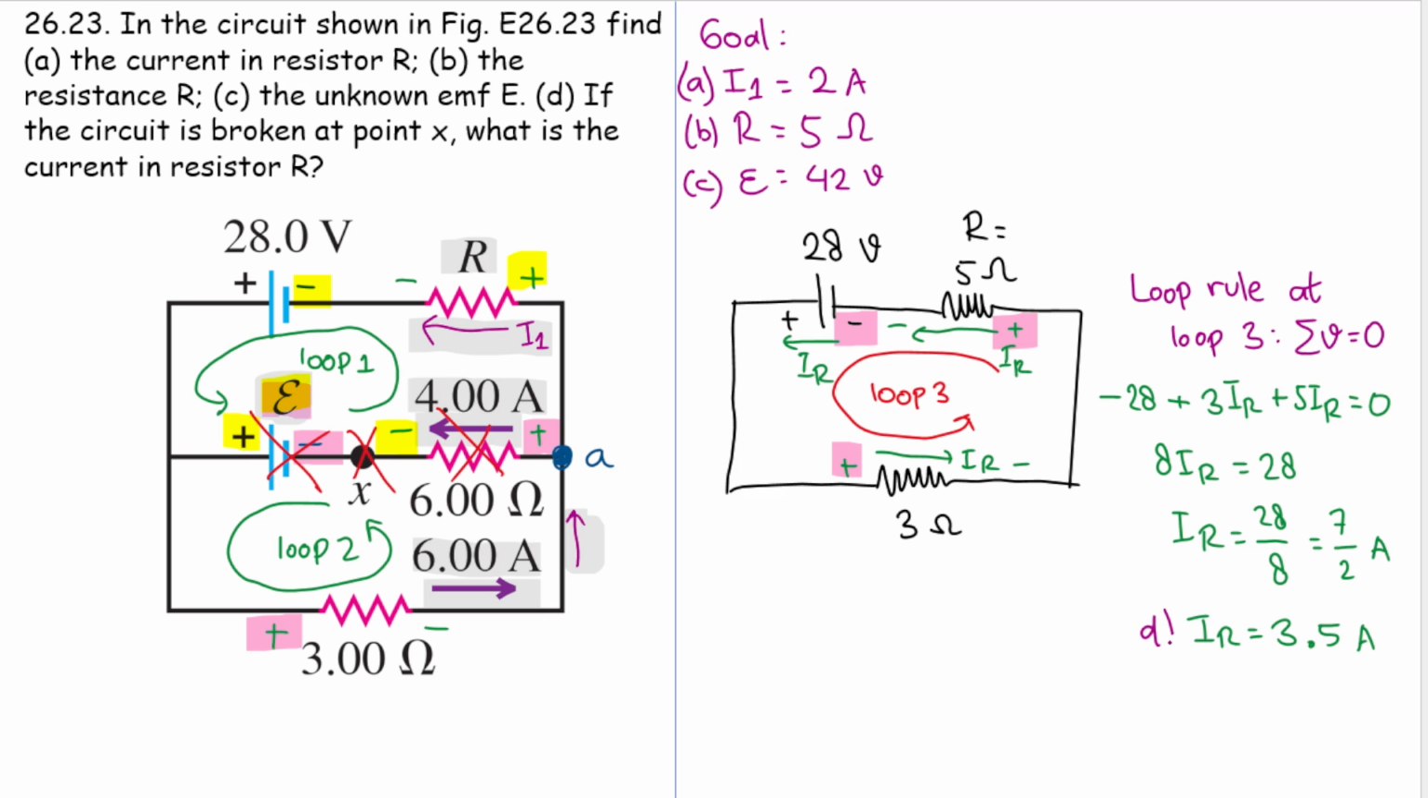So we have answered all the questions. This is the answer for the question A, here the current in resistor R, and then the resistance R, question B. Question C, the unknown EMF E. And finally, the question D, IR is 3.5 ampere.